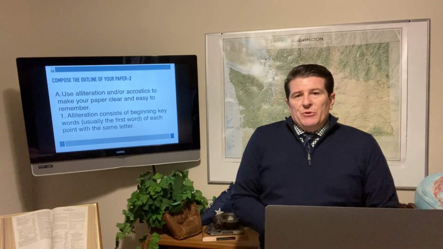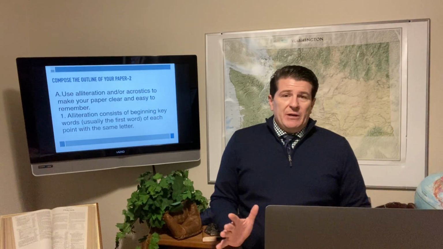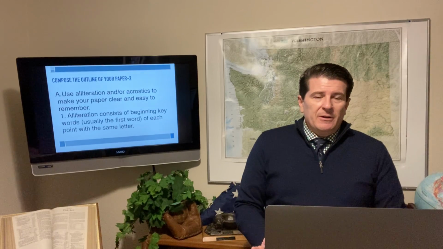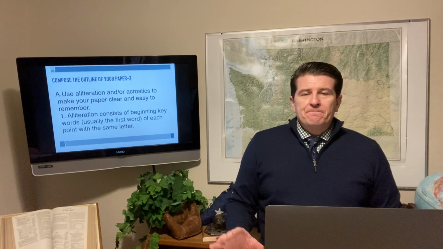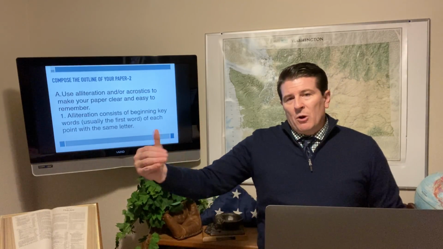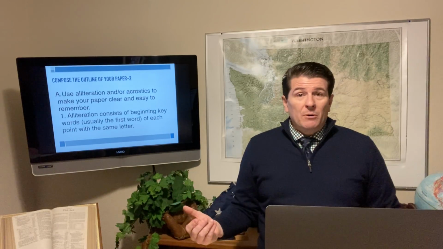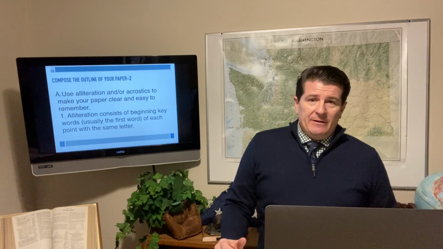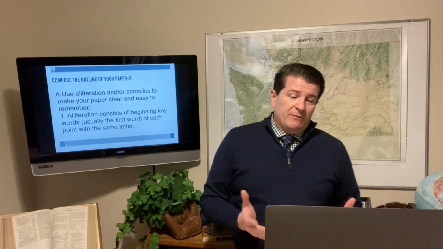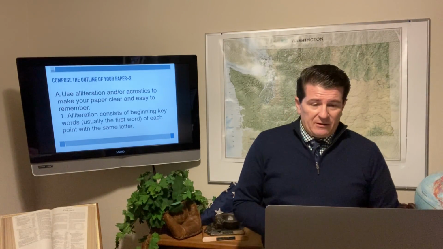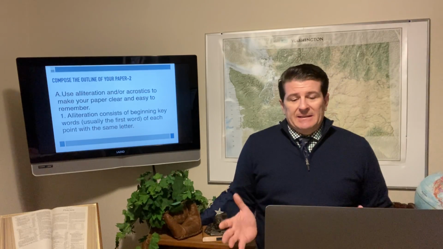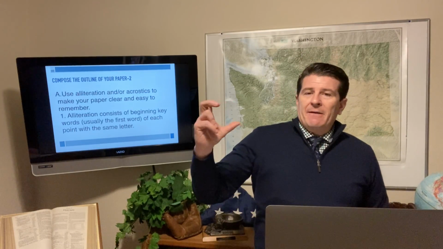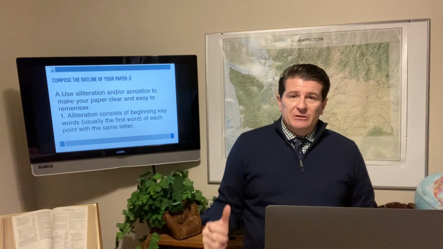One of the ways we can do that is by using alliteration. Remember we talked about part of the strength of composing an outline is so that we can remember and apply. Well, another step we can take in remembering and applying is the use of alliteration and acrostics. So alliteration consists of having that same letter that starts each point.